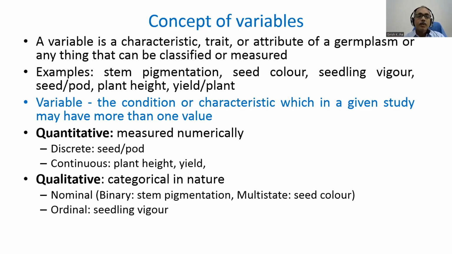But whenever you talk of a variable, it can be quantitative and it can be qualitative in nature, isn't it? When you talk of quantitative variables, again you have discrete or continuous, like plant height and yield. These are continuous. But if you talk of seeds per pod, or the number of publications, they are discrete. Qualitative data like stem pigmentation, or ordinal data and all.